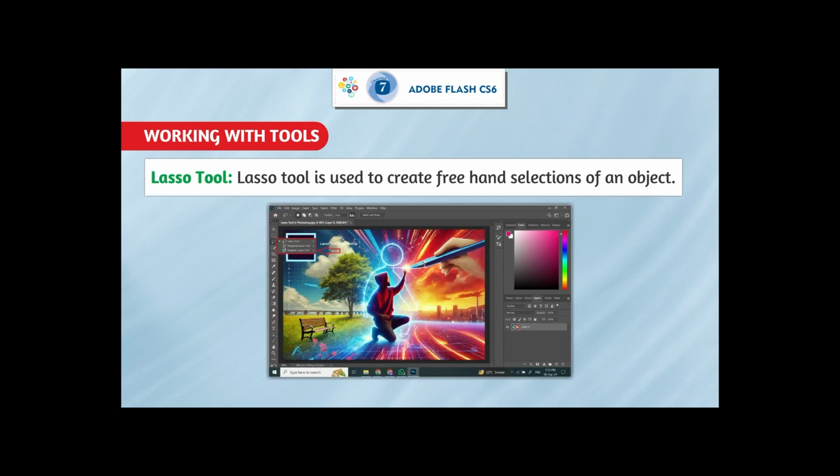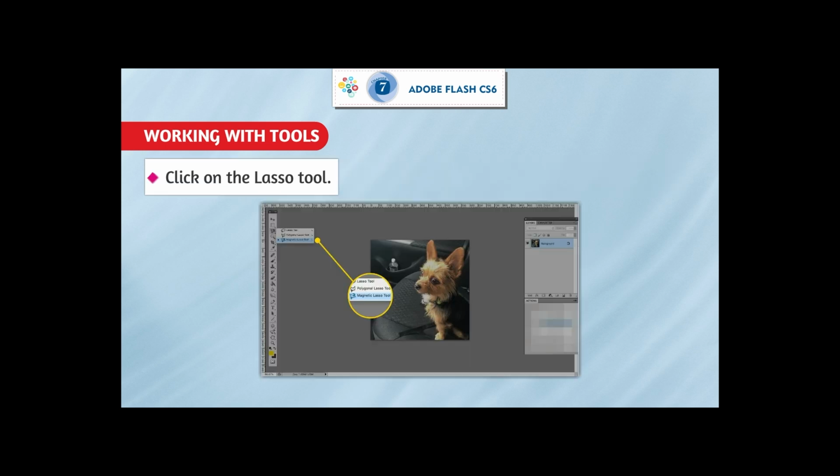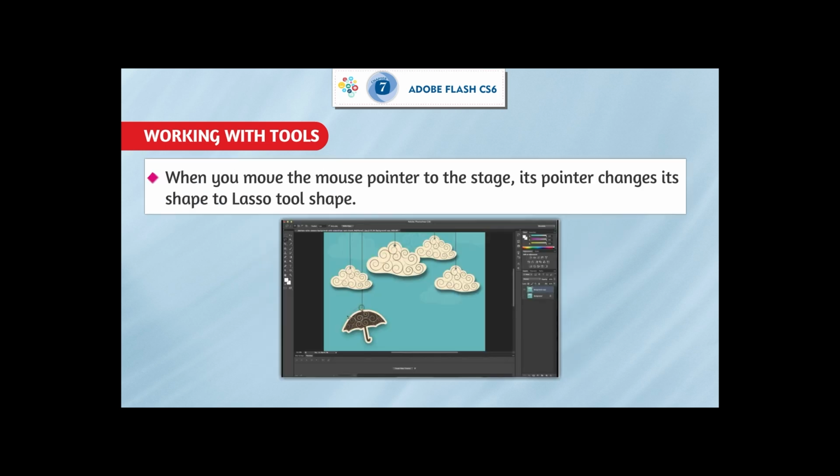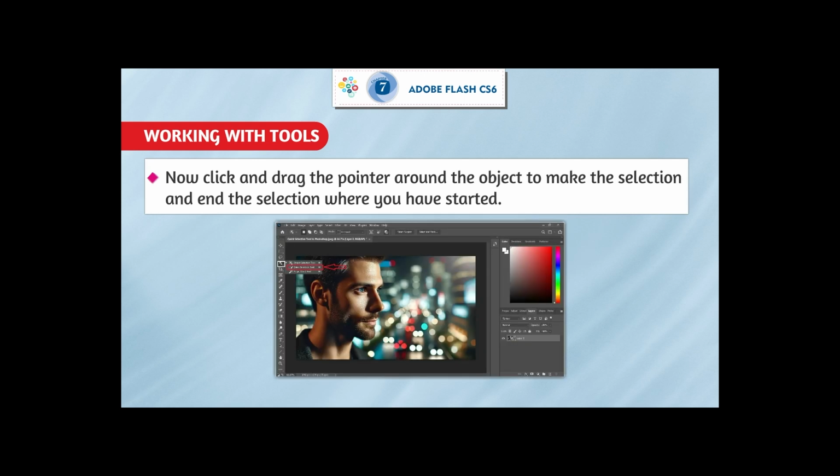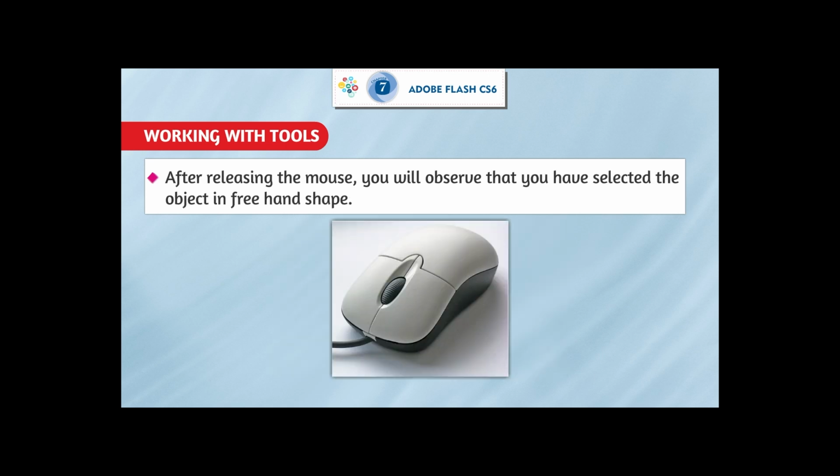Lasso tool. Lasso tool is used to create freehand selections of an object. Click on the lasso tool. When you move the mouse pointer to the stage, its pointer changes its shape to lasso tool shape. Now click and drag the pointer around the object to make the selection and end the selection where you have started. After releasing the mouse, you will observe that you have selected the object in freehand shape.